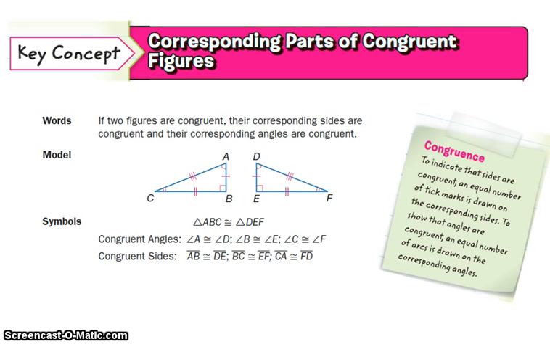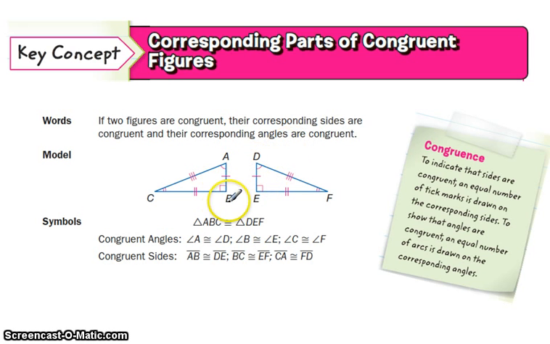The first way is that they're going to take two figures and put some markings on them. This allows us to show what sides are congruent and what angles are congruent. So if we take a look at the first triangle here, triangle ABC, if you take a look at side AB, do you see how there's one tick mark right here? If you take a look at side DE, do you see how there's a tick mark here? Because this side has one tick mark and this side has a tick mark, that means that they're going to be equal.